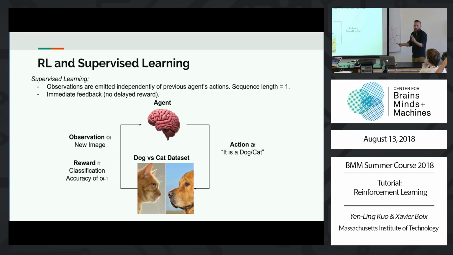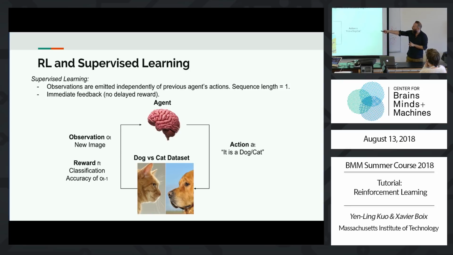So there are two differences between this setup and reinforcement learning. One is the sequence. The sequence of the experience is just one step. The agent receives one image, produces one action, and it's over. Then you can restart a new experience, and one image doesn't depend on previous images. The data set provides images independently from previous actions.